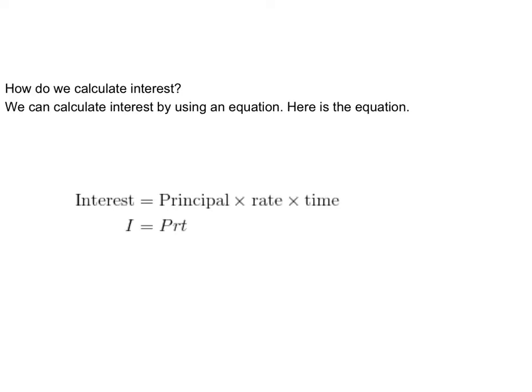So how do we calculate interest? Okay, we use this equation. The interest that we get is equal to the principal times the rate times the time. So the principal, that's our dollar amount. The interest rate is a percent, but we need to write it as a decimal. And then finally our time is in years. Okay, so we should have a dollar amount times a decimal times a number in years.